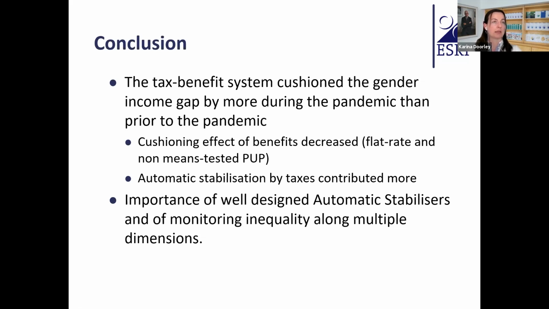And I suppose this underlies the importance of well-designed automatic stabilizers, but also of monitoring inequality along multiple dimensions. So we often look at how automatic stabilizers are coping during periods of shock with income changes and income inequality changes. But actually during the pandemic, at least in Ireland, they were playing an important role in reducing gender income inequality as well. And that's likely to have been the case in other countries too.